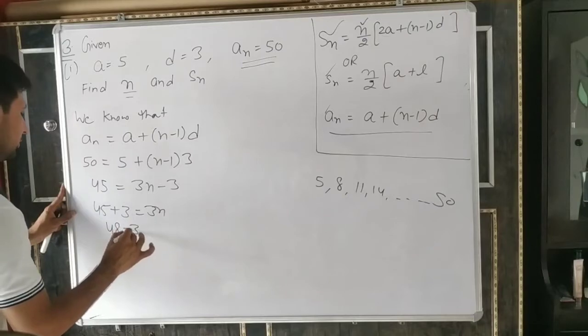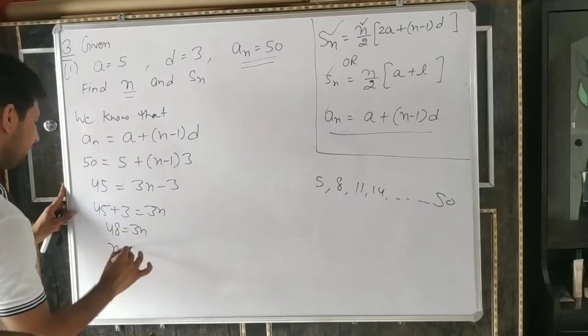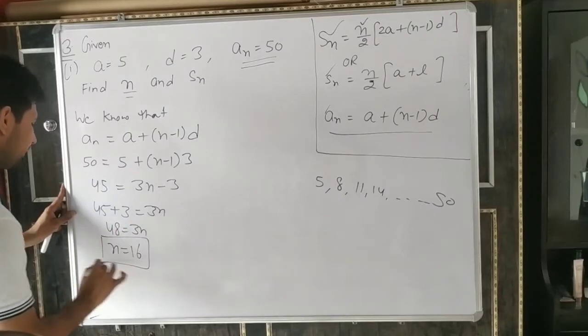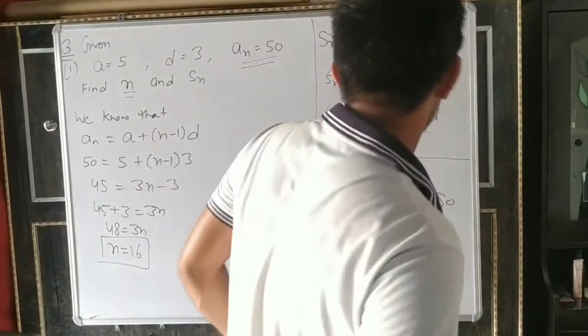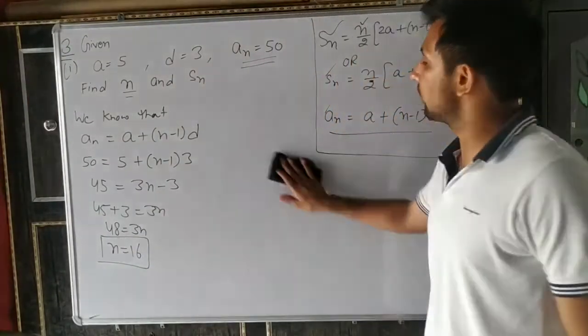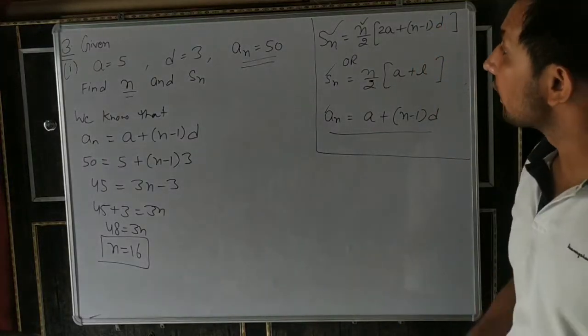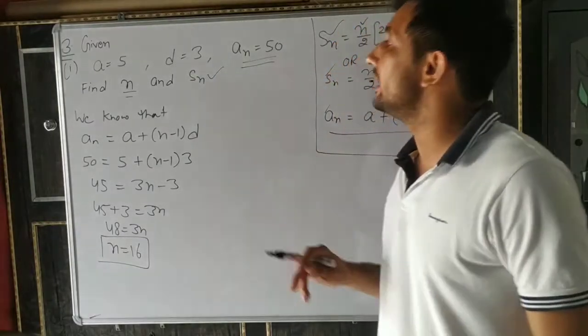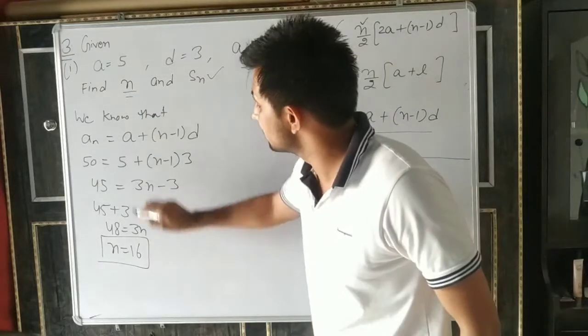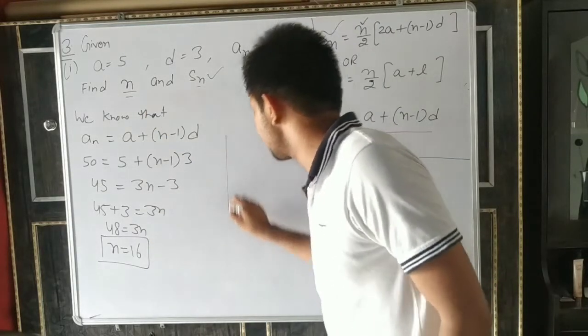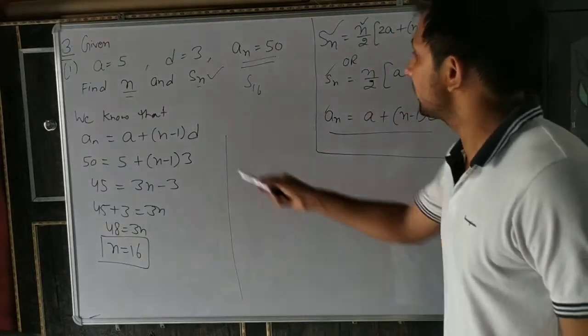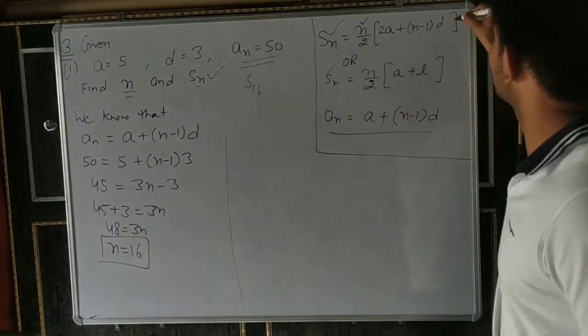48 equal to 3n. N equal to 16. Now what remains? Sn. N is 16, so we have to find S16. We know this formula.